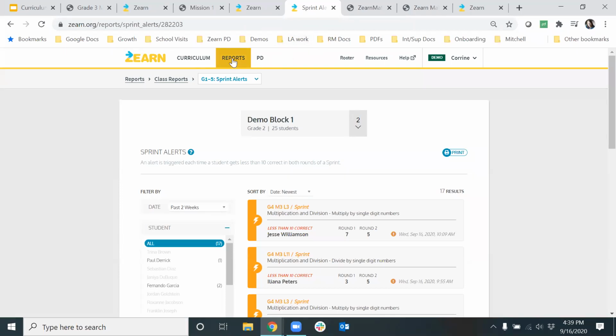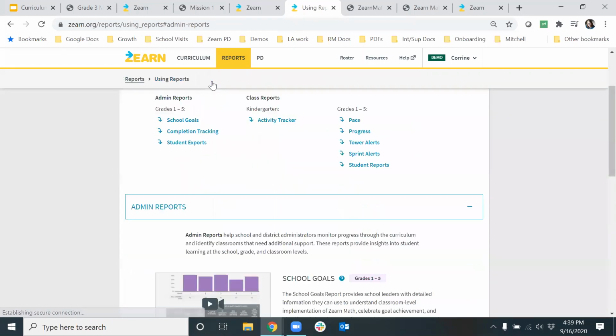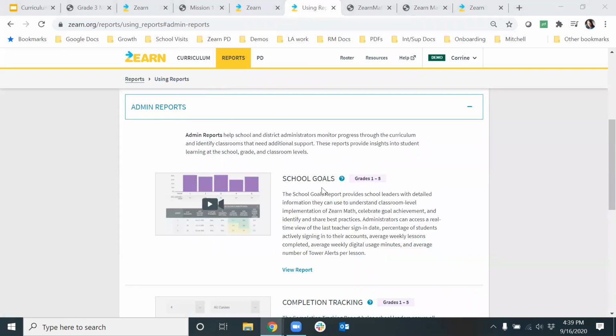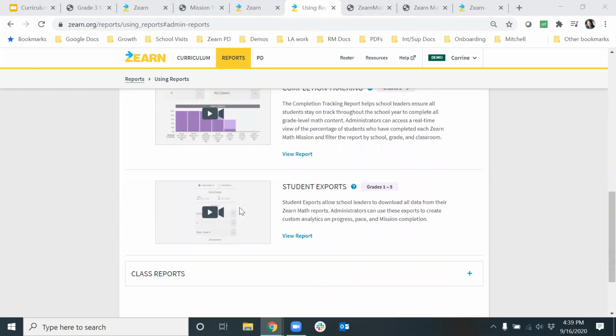of the student report. There are also admin reports that folks have access to within a Zearn school account. Just to show you really quickly, there's 3 dashboards within admin reports: school goals, completion tracking, and then a student exports function. So to answer your question, Christy, what we often see is that folks will use the student exports to download the data out of admin reports and then do their own analysis or re-upload it elsewhere in the format that makes most sense for what you're tracking. So there is this student exports function that can be really useful for that.